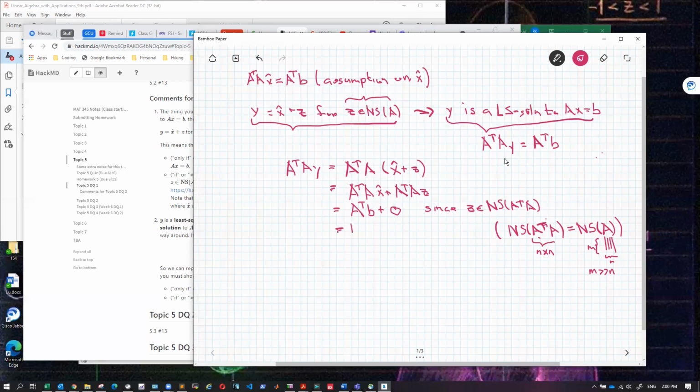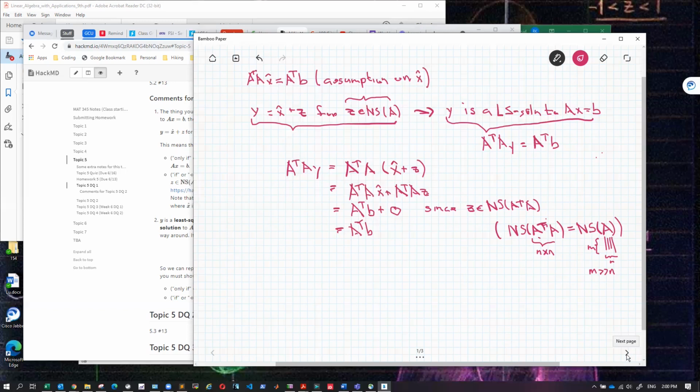Because this is A transpose B, right? Okay. So that's what you want, right? So now we've proved this side, and that means that y is the least square solution to Ax equals b, which is what we wanted to prove, in that direction. So good. All right, so you got it?